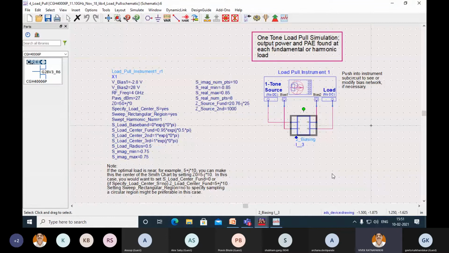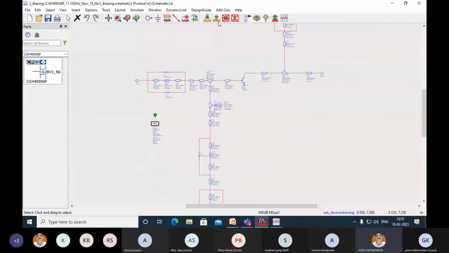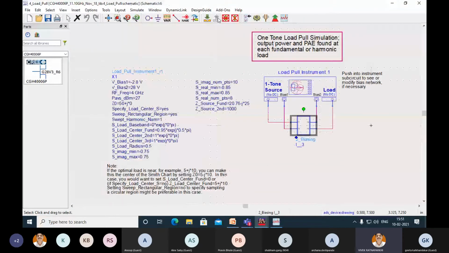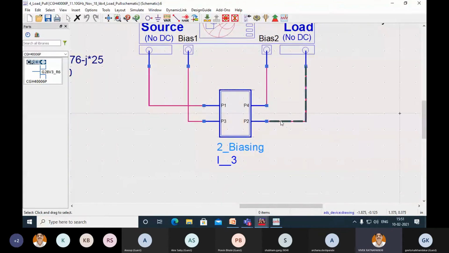So what I did, I have just created a symbol for that particular structure. I can go inside, just click on it. So this is the same structure. If I come upside, it is placed over here, right? And this is the load pull instrument. Pin 1 is input, so this is RF in, and port 2 or pin 2 is actually the RF out. Then bias 1 is the gate, so port 3, and port 4 is the drain.